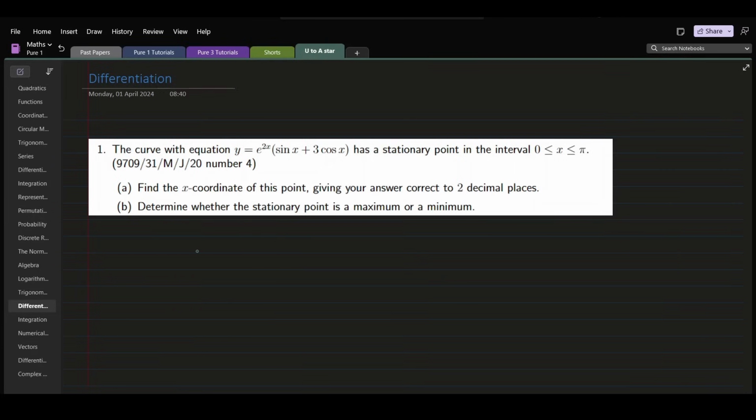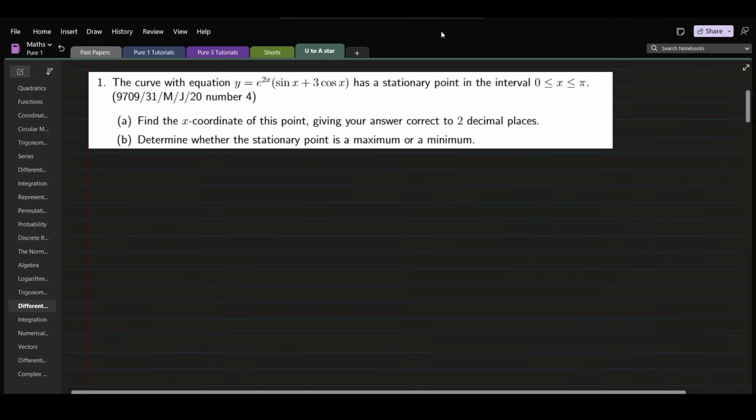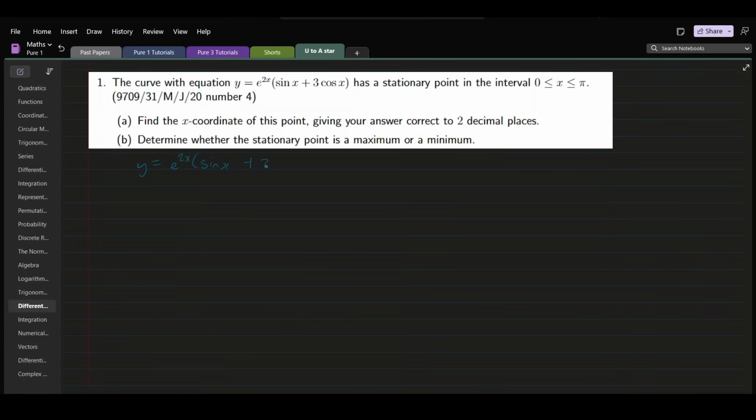So we want to find a stationary point, so we have to first find dy/dx. We are given that y is equal to e^(2x) times (sin x + 3 cos x). So dy/dx is equal to, we're going to use the product rule here. Let's hold e^(2x) and let's differentiate what's in the bracket.